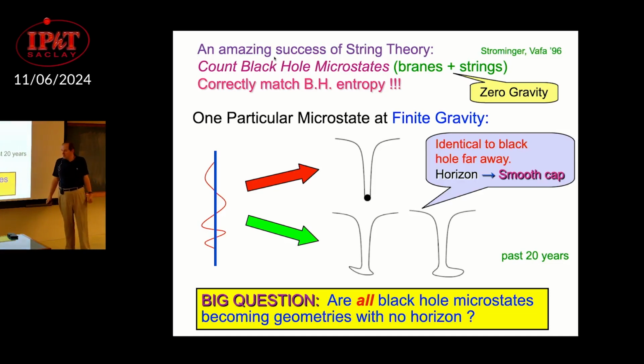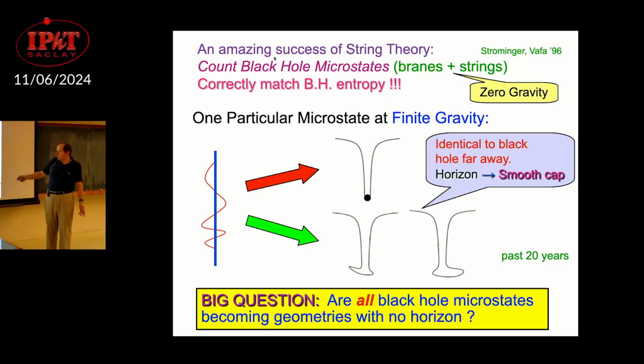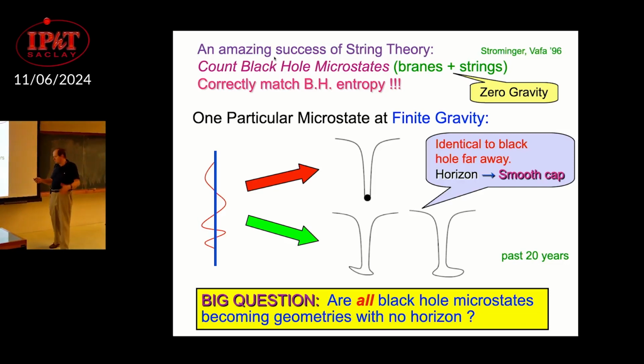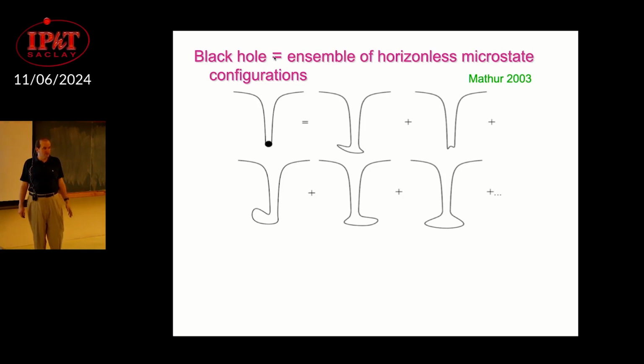And the big question is, since some of the black hole microstates are like this, is it possible that maybe all the black hole microstates are like this, or some subset of them? And this was put forth long before this work by Samir Mathur back in 2003. So the idea is that the black hole horizon is just a result of coarse graining over an ensemble of horizonless solutions, and the states of the system are horizonless.